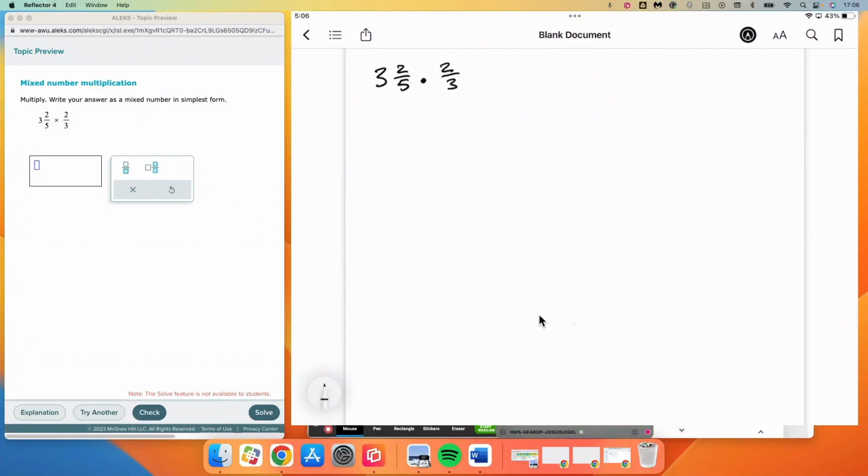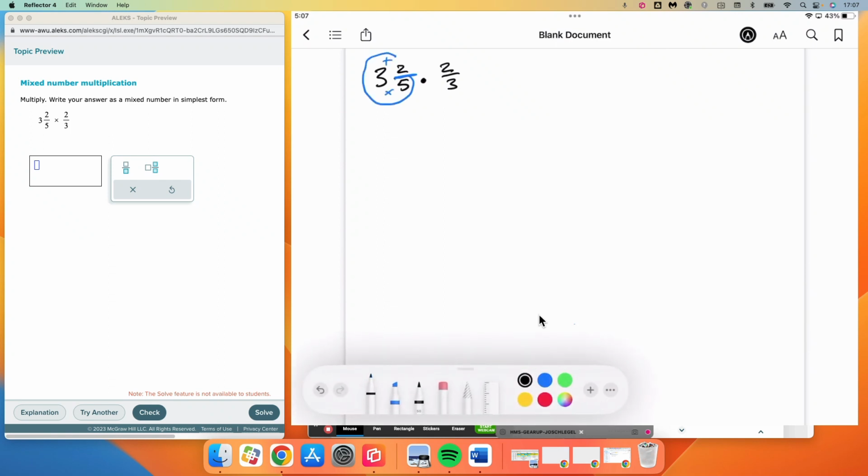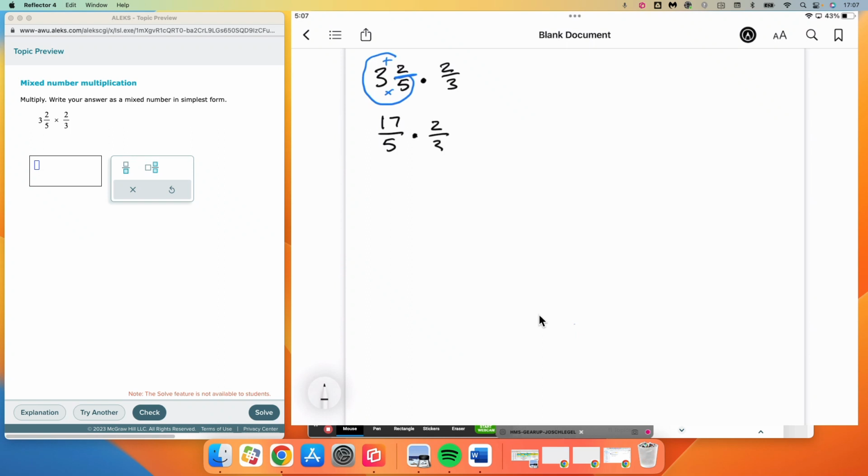Thankfully, mixed number multiplication is pretty easy as long as we are comfortable with converting a mixed number into a fraction. And so the first thing we're going to do is rewrite this mixed number as an improper fraction by using the G method. 5 times 3 is 15 plus 2 is 17 over 5 times 2 over 3. Now we're back to something we're very familiar with.